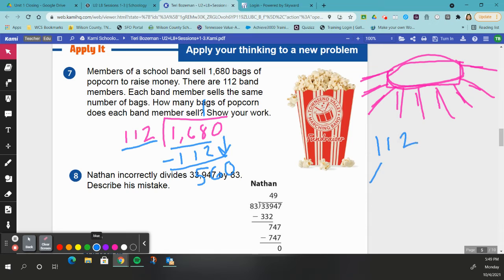Let's try 112 times 5, okay? So 5 times 2 is 10, 0, regroup your 1, right? 5 times 1 is 5, plus this 1 that you carried is 6. 5 times 1 is 5. So we have 560. Perfect. Exactly what we needed. So we have times 5, it's 560, and then we get 0. So each band member needs to sell 15 bags of popcorn. And again, you can use any strategy that you want to for this.